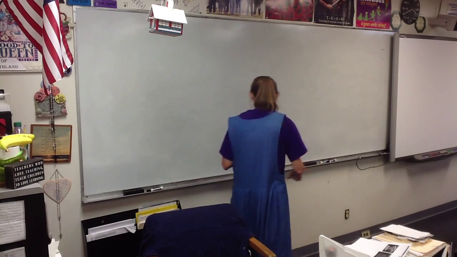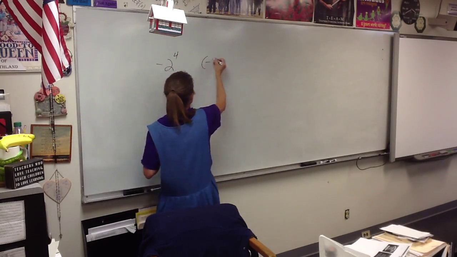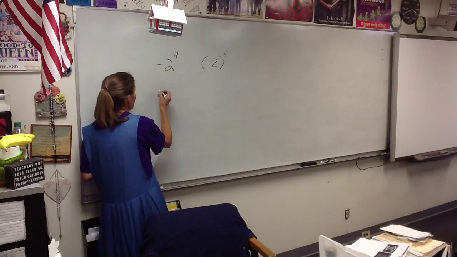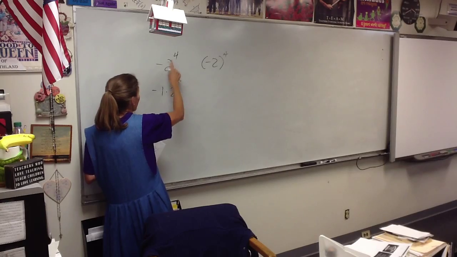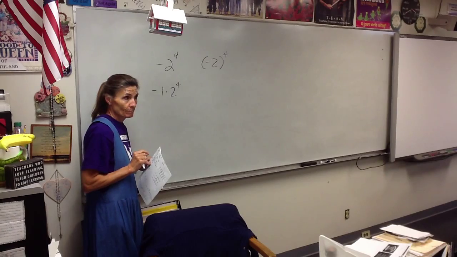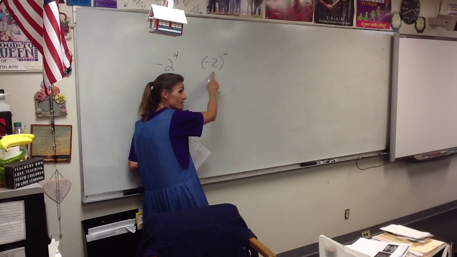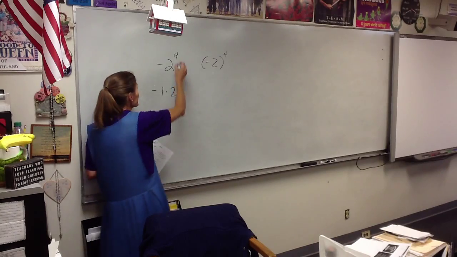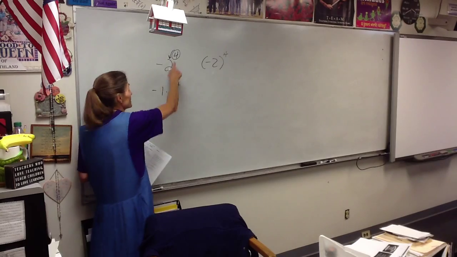All right, number 2, or A. This is different than this. This literally says -1 times 2 to the 4th. That 4 has nothing to do with that negative sign. So what's the answer? -16. Now this would be +16. This is -16. The exponent only goes with what it is attached to. The exponent does not go with the negative.